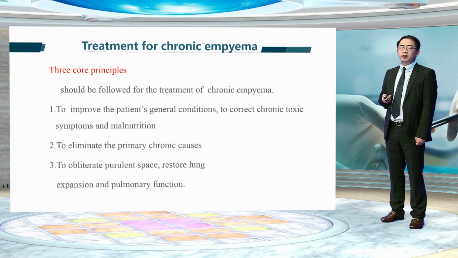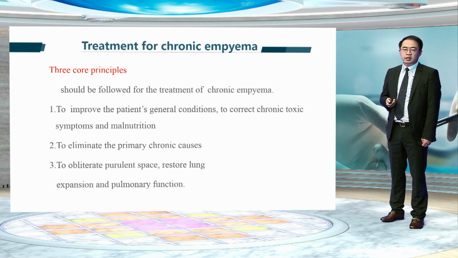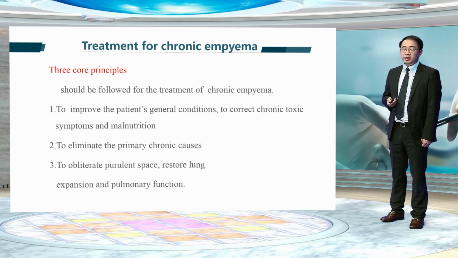The treatment for chronic empyema also has three core principles. It's also very important. The first is to improve the patient's general condition, to correct chronic toxic symptoms and malnutrition. The second is to eliminate the primary chronic causes. And the third is to obliterate the purulent space and restore lung expansion and pulmonary function.